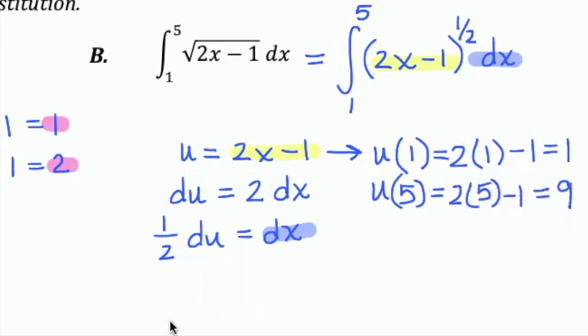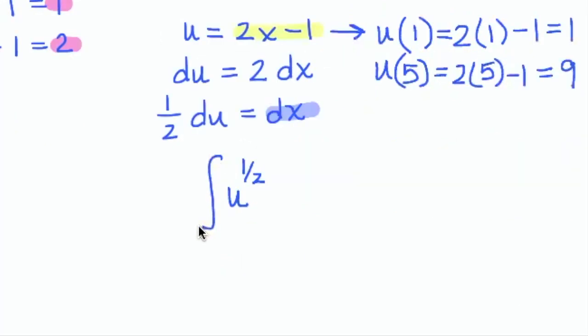So when I write my u integral, it's going to be u to the 1/2 power. Integral sign, the dx is the 1/2 du, and my limits of integration will now be from 1 to 9. I'll show you the rest of the work to finish this one off.